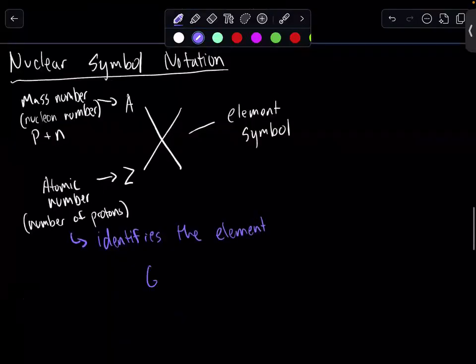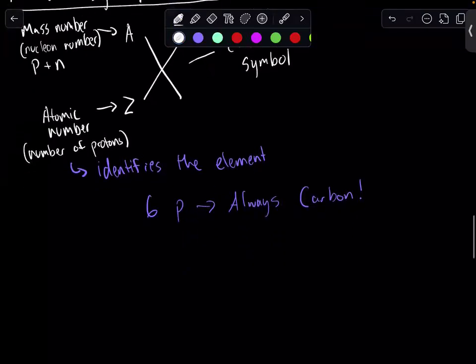If we have 6 protons, that is always carbon. Always, always, always. Carbon always has 6 protons. No more, no less. One less, and it is no longer carbon. One more, and it's still no longer carbon. So, nuclear symbol notation is very important because it tells us a couple things. So let's go straight into some examples.